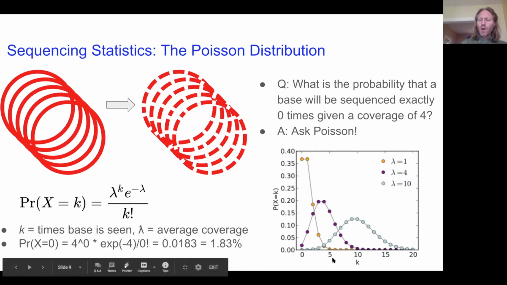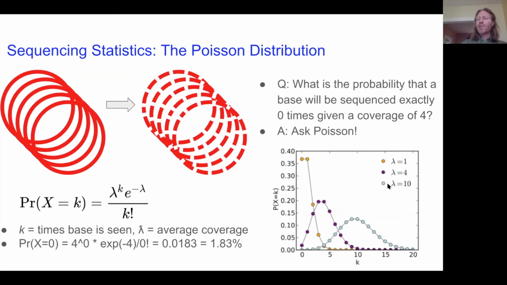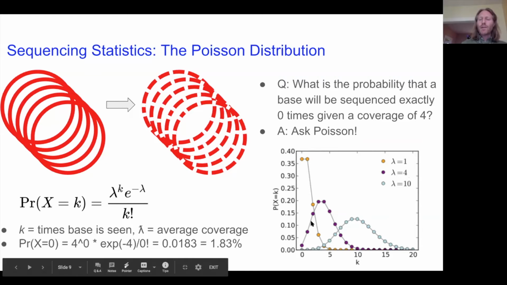So on the bottom right here, we have a graph of the Poisson distribution at various functions of k and lambda, where k is the number of times that a base is seen in this case, and lambda is the average coverage. So up here we ask the question, what's the probability that a base will be sequenced exactly 0 times given a coverage of 4? So the coverage is lambda here. We can look at lambda equals 4 and just read off the graph what we would expect those probabilities to be.